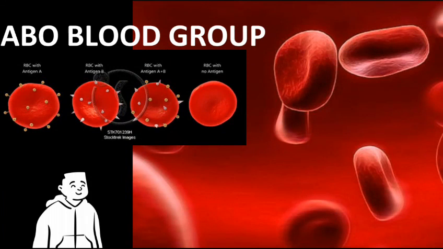Here in the picture you can see the red blood cells, and some of the red blood cells have some protruded structures. These are nothing but antigens.